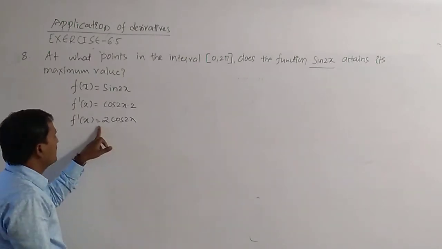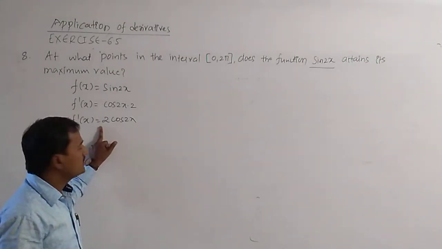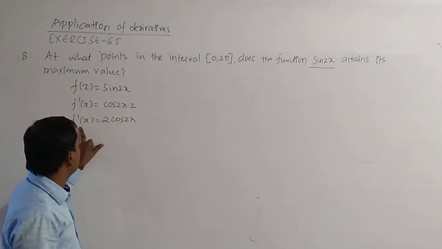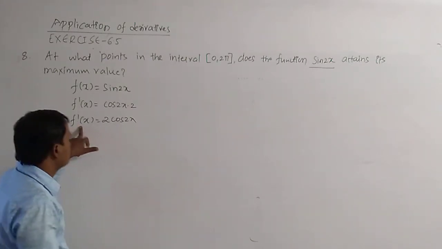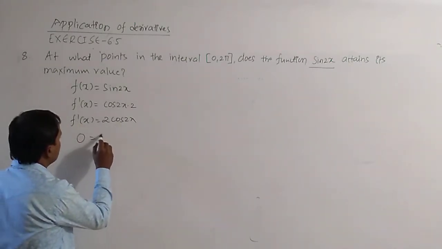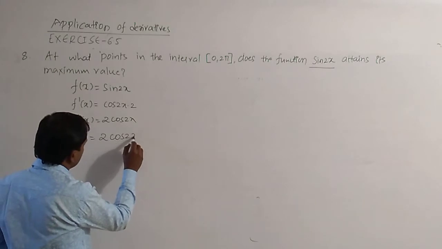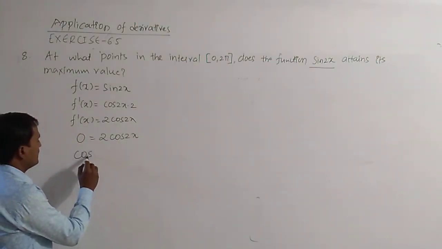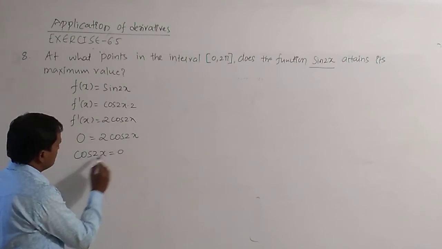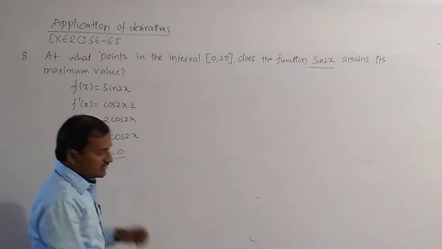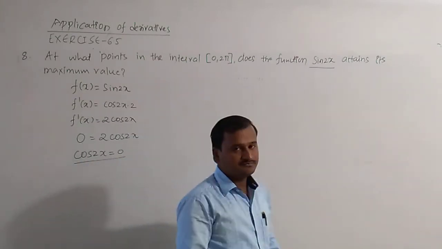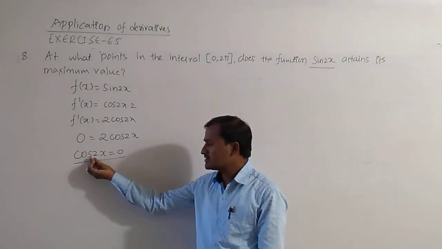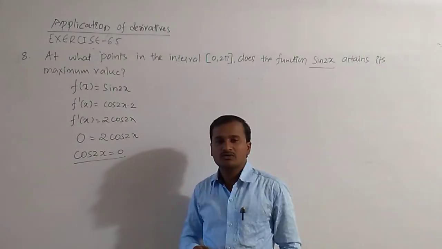Right. Now to get the critical points, we should substitute f dash of x equal to 0. So 0 is equal to 2 cos 2x. Now take this 2 to this side. So here we get cos 2x equal to 0. Here you should observe the value of cos 2x: cos 2x is equal to 0.